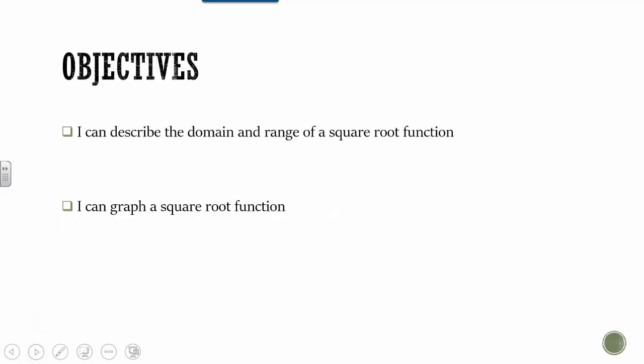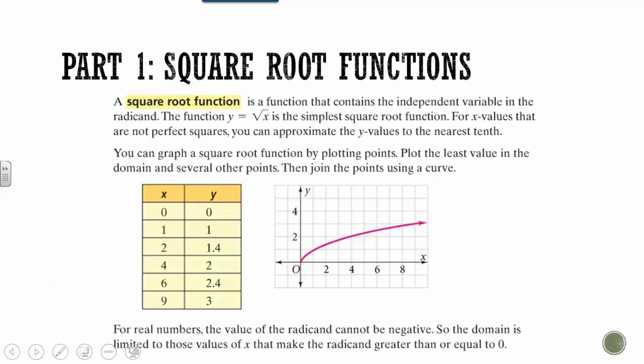So by the end of this lesson, you should be able to describe the domain and range of a square root function, and then you should be able to graph a square root function. So right now, like I said, we're just going to focus on square roots. Usually we don't write this square in there, we just know that when we do this symbol it means square root. So we're going to graph things that have an x underneath this square root symbol.